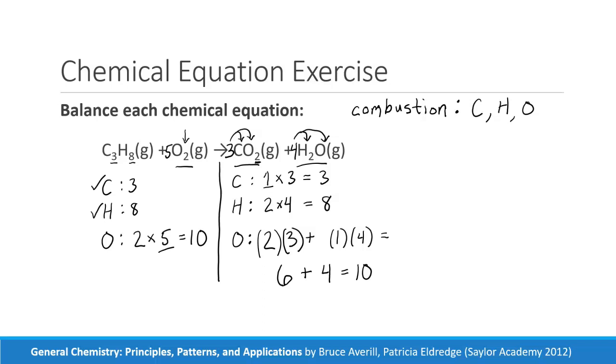And so now this is balanced, and we have C3H8 plus 5 O2 yields 3 CO2 plus 4 H2O.